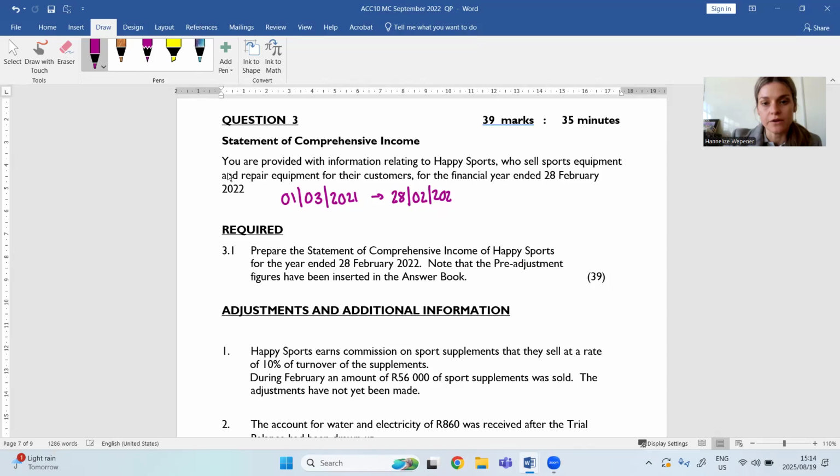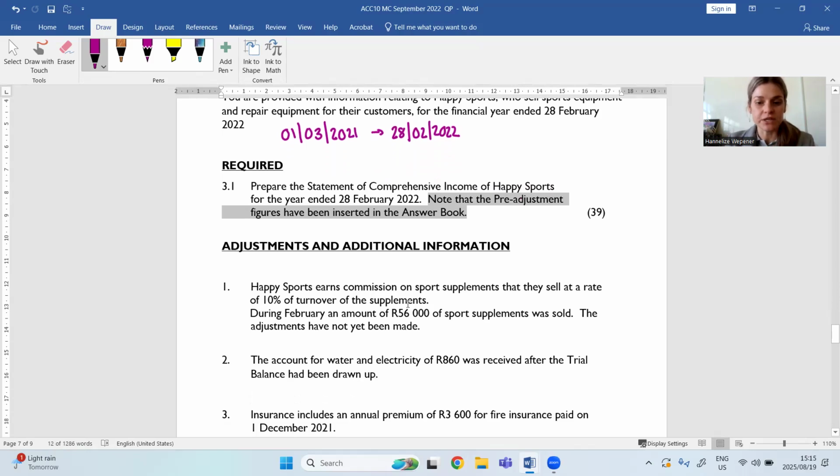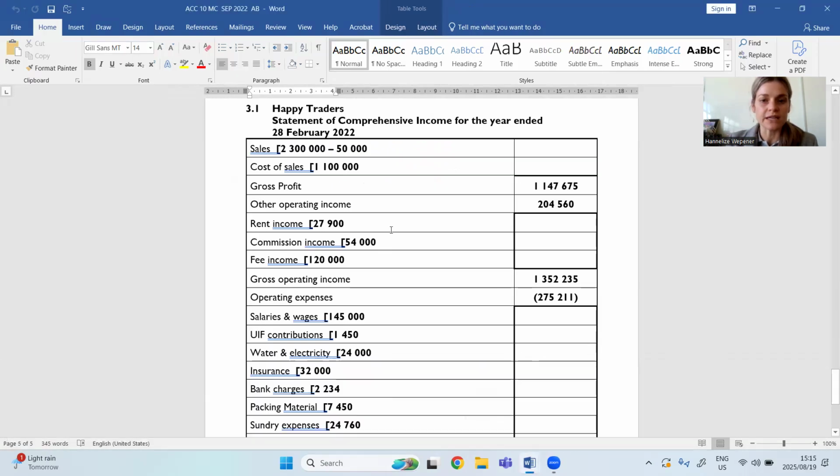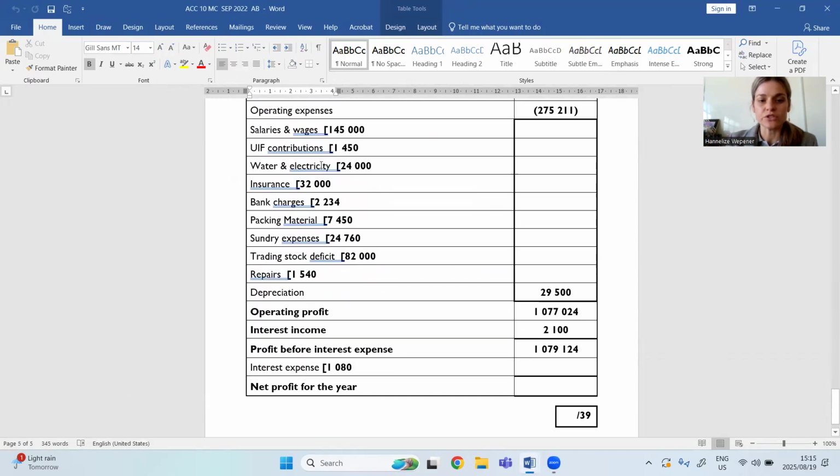2022. Right. So, in other words, when you are now preparing this statement of comprehensive income, you need to include all of the income generated or earned within this 12-month period and all expenses incurred in this 12-month period as well. And then it says to note that the pre-adjustment figures have been inserted in the answer book. In other words, they didn't give you the pre-adjustment trial balance in the information. They decided to already include that in your SOCI.